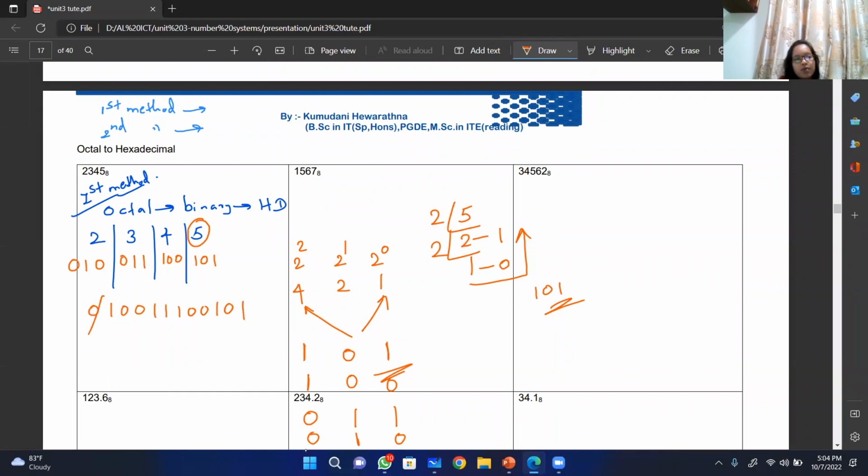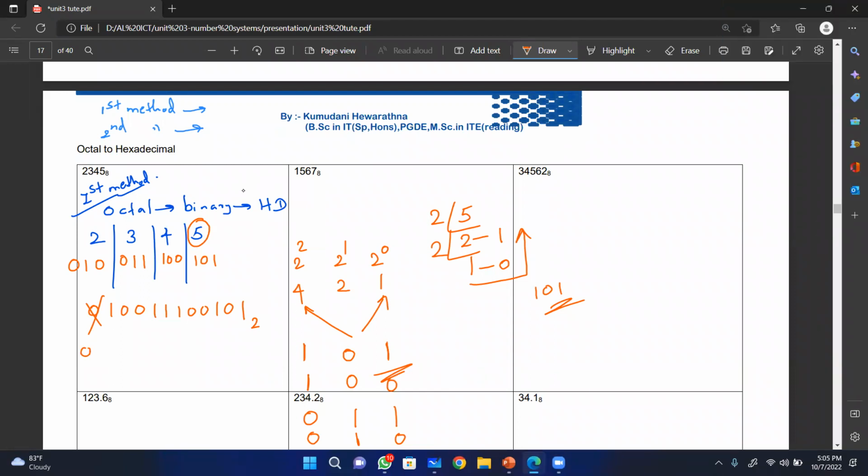This first 0 you can just omit. You can discard the first 0. No value for that one. So this is now in binary. Now that binary value, you have to convert into hexadecimal. That calculation we have already discussed. How to convert a binary value into hexadecimal?